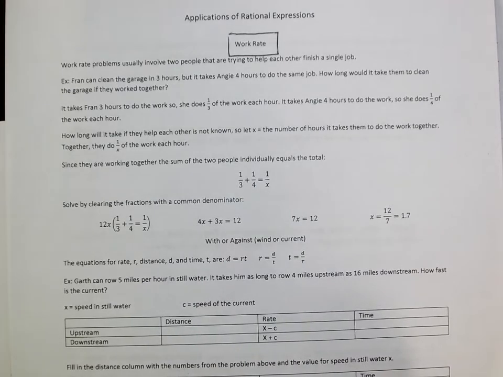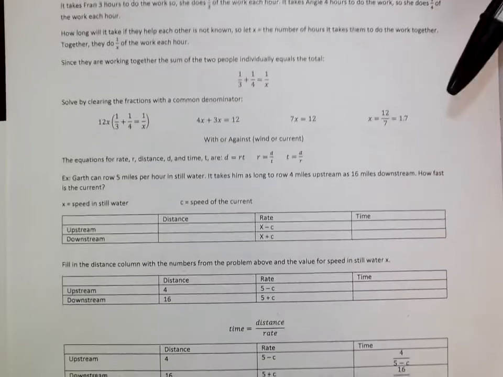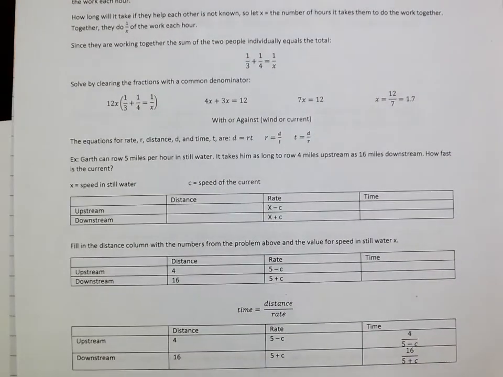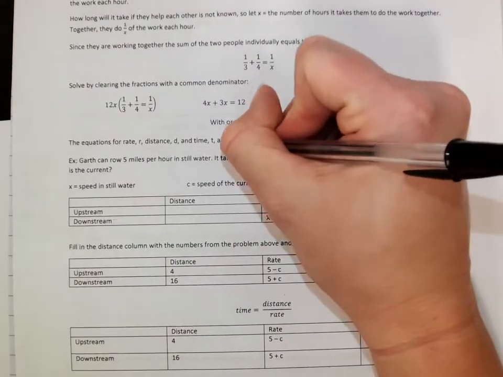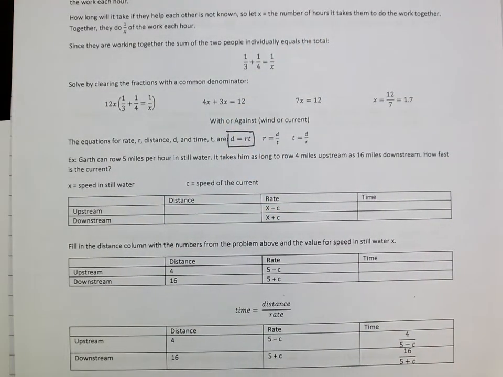For some reason the trickiest ones, but the most applicable real life ones, are when you're talking about rate. So for example, currents or speeds going in opposite directions. The first type are when we're going with the wind or a current and against the wind or a current. So first thing, the big equation, and you've been using this equation for a while and you should know it: distance equals your rate times your time.